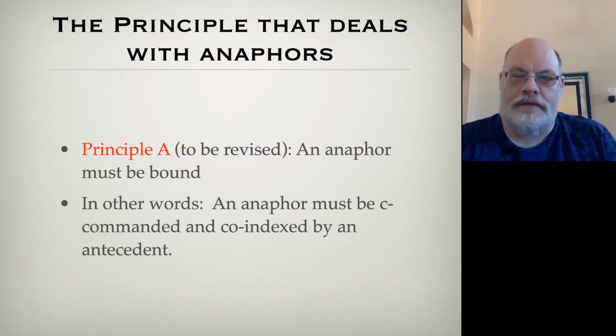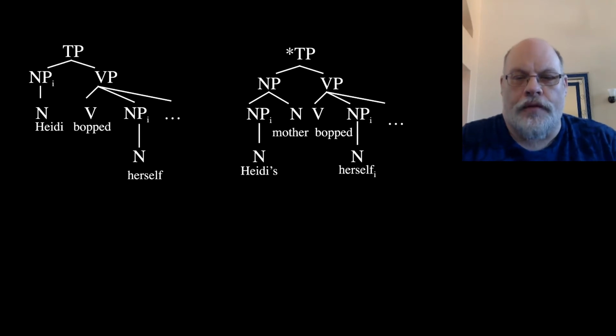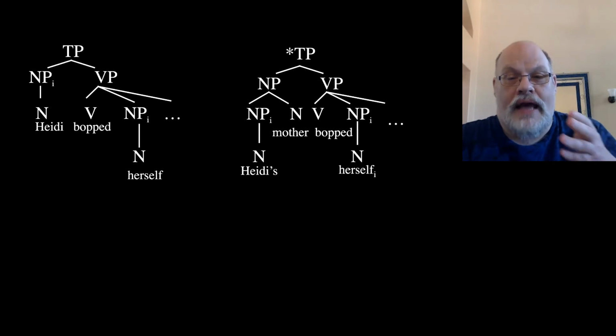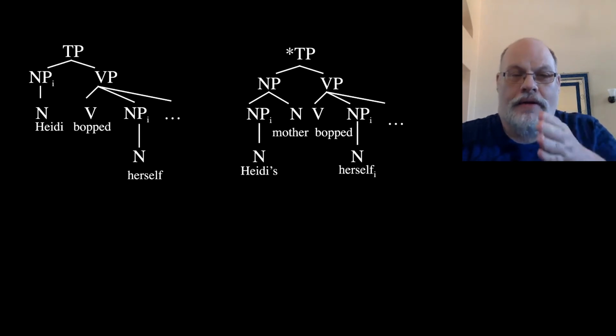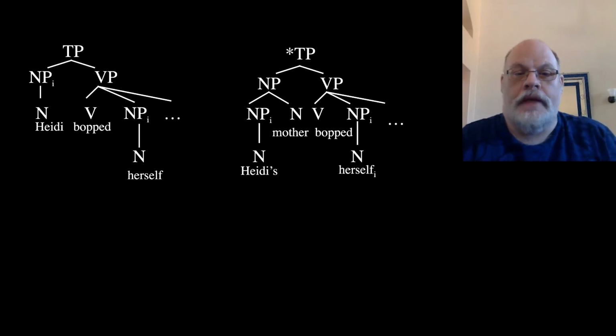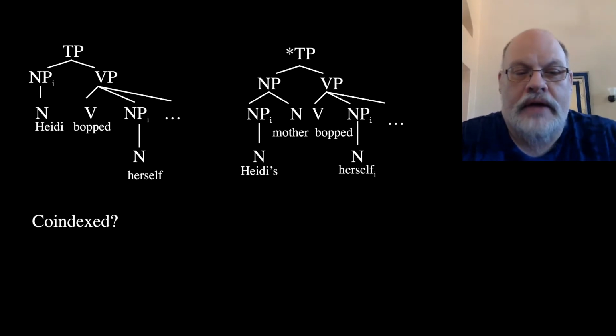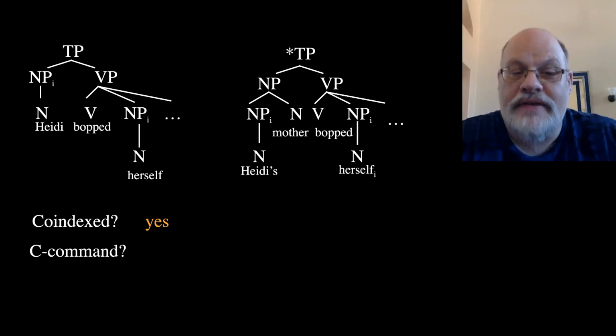So let's run through those definitions with some trees and we'll see exactly how this works. So here are our trees from before. And we have an anaphor herself. And we want to see the conditions about when that anaphor is going to be okay, when it meets the conditions of Principle A. So the first thing we're going to ask is, is this noun phrase co-indexed with something? And in both trees, this is true. We'll look at the one on the left first. The next question we're going to ask is, is it C commanded by that thing that it is co-indexed with?